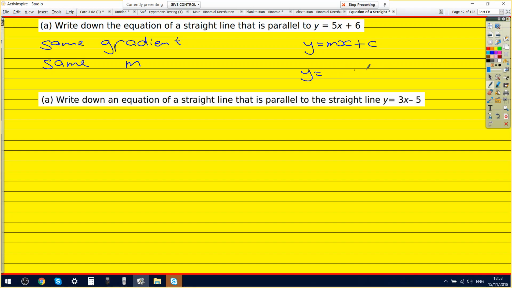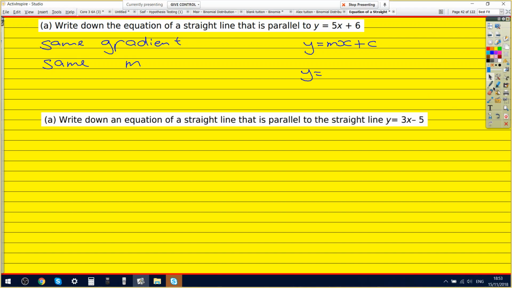So it'll be y equals something x plus something. So that has to have the same gradient. The same m. I'm not quite sure. Y equals 5x plus 6. So that's an identical one. Can you think of a different one? Or just think of a different number. Yep. 3. There you go. That's fine.